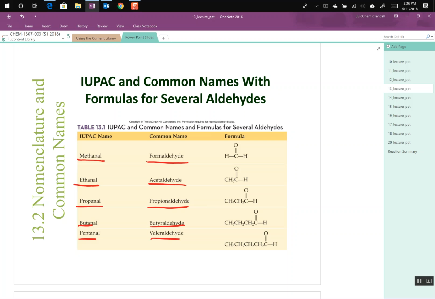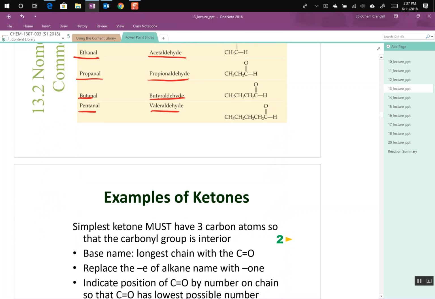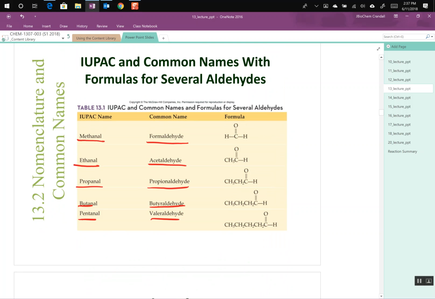Not only for the common names of aldehydes, but you'll see these terms also used in other things, like when we're talking about acids: formic acid, acetic acid, propionic acid, butyric acid. So you're going to see those names again, and you'll be able to recognize what that means, 1, 2, 3, 4, or 5. Those will be the common names, and then you would use the alpha, beta, gamma system with them.